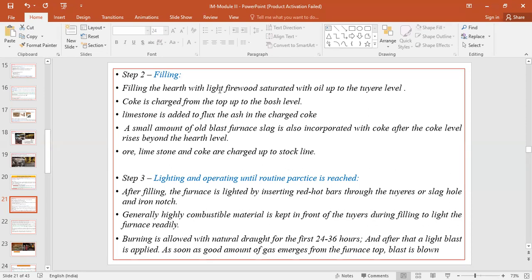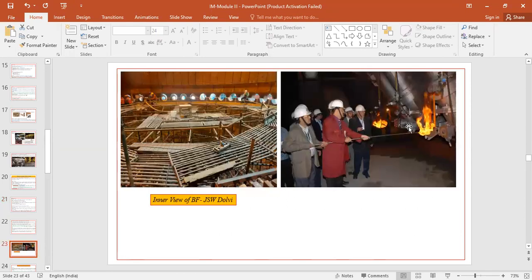So once you have filled it, we should go for lighting. Lighting will be done by inserting a rod, a big rod. In front of it, there will be cotton dipped in oil, which is lit, and that rod will be inserted into the blast furnace through the tuyeres. So you can see in this particular picture how the rod is inserted at the front.